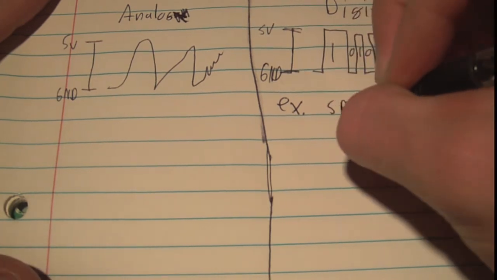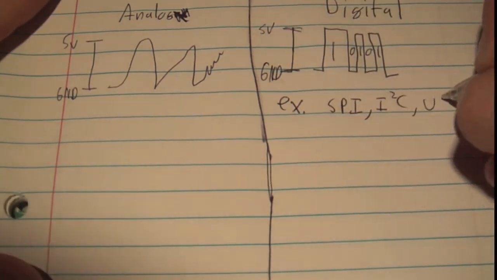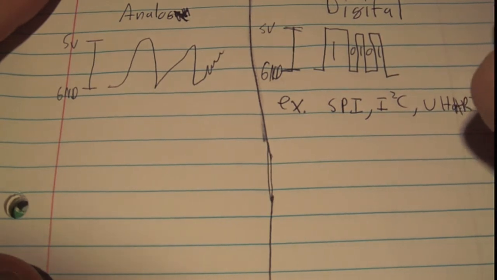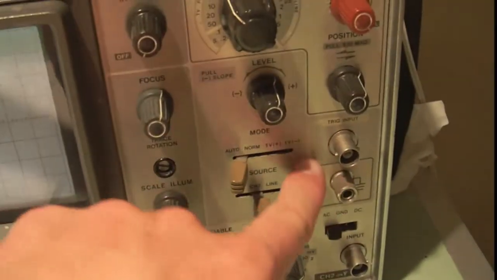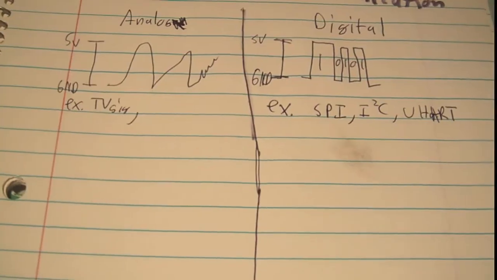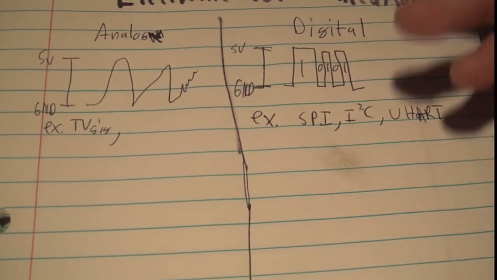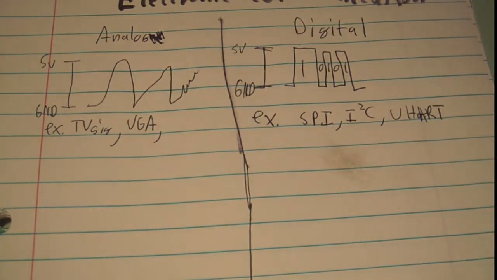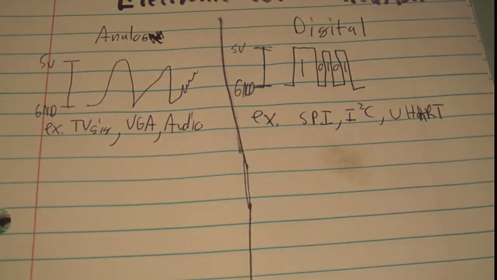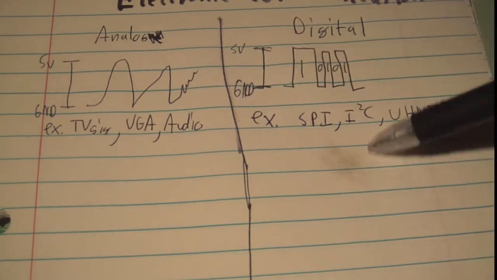So digital, you've probably heard of SPI, I squared C, UART, etc. Analog, you have the old TV signals, just like these TV plus and minus on the oscilloscope triggering. That's what they're meant for. You have the TV signals, VGA, another type of TV signal. Audio, that's another way. So those are some examples of how each of these works.